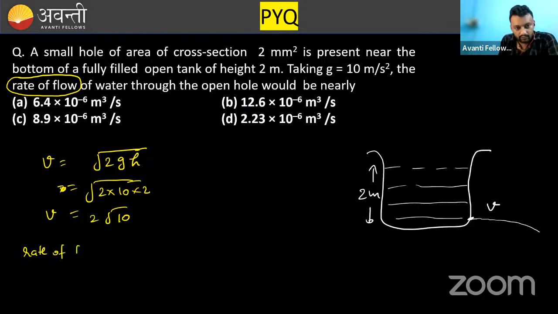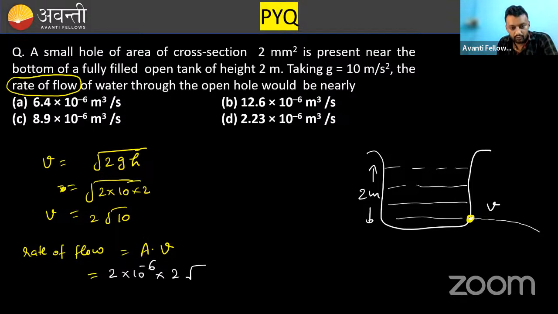So rate of flow is equal to A into V. From this whole volume, liquid is coming out. So the rate of flow will be the area of this hole, 2 mm square, that is 2 into 10 raised to the power minus 6. Clear? mm square is converted into meter square. Into velocity, which is 2 root 10. If you solve this, you will get the answer, because root 10 is asked.